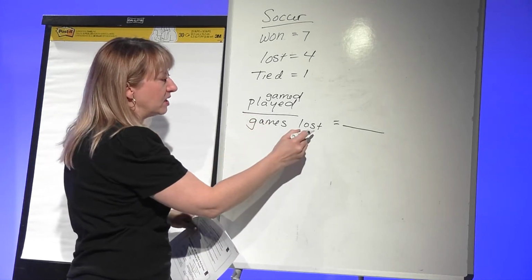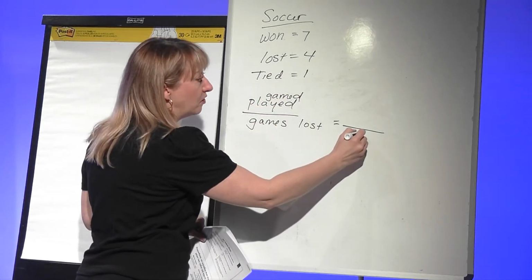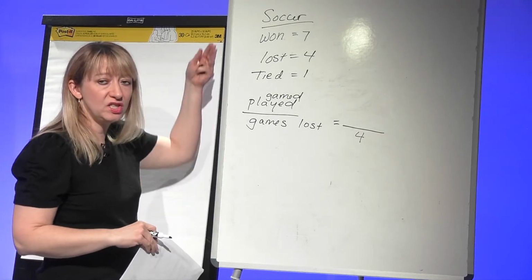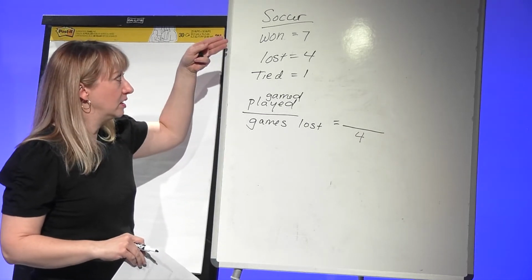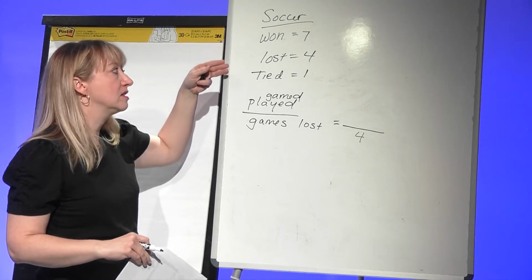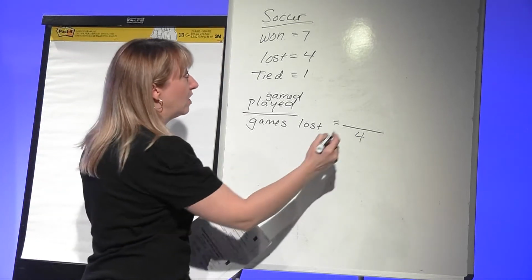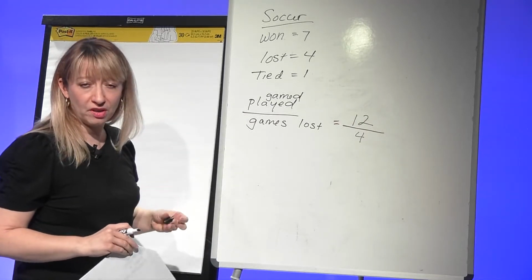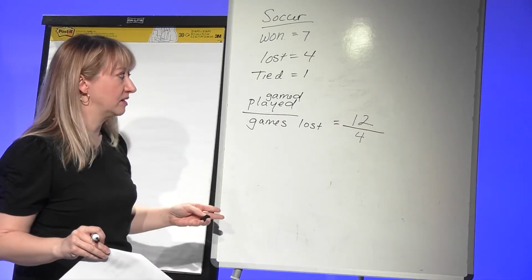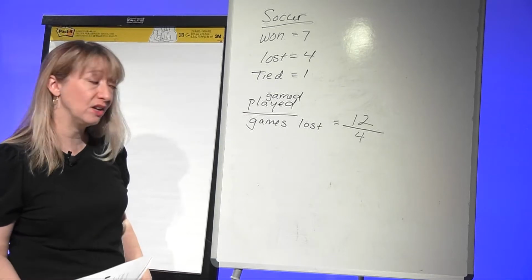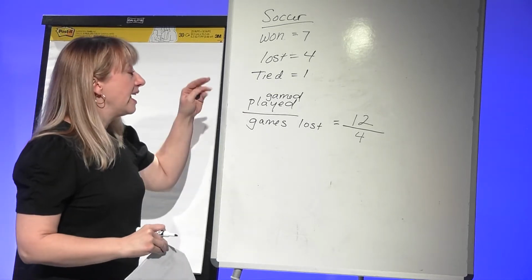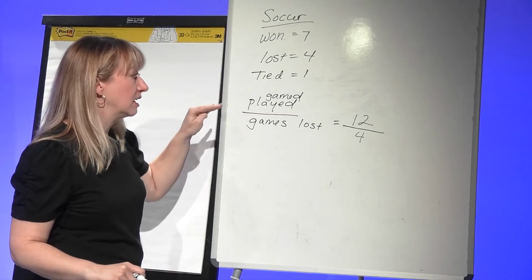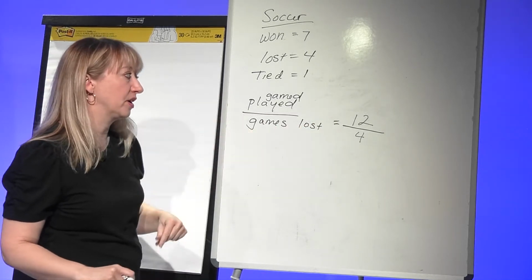So the games lost, we know. We know that they lost 4. But how many games were played altogether, it doesn't tell us, so we just have to simply add. So they won 7, lost 4, tied 1. So we know that altogether they played 12 games. So this is just an example of when you have to do an extra step. Again, it's all about reading carefully. And because the question was asked, games played to games lost, you have to put it in that order.